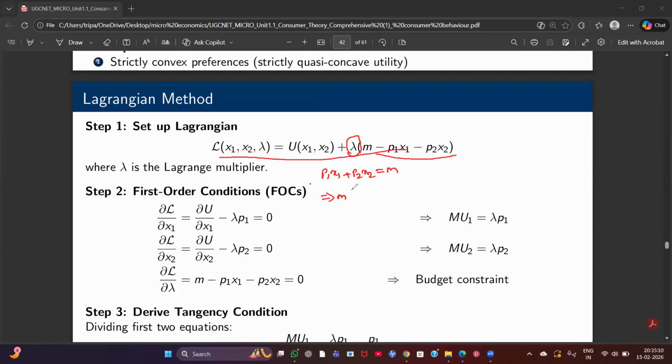If I write plus lambda, then I have to take all my equation towards the side where my constant term is. That means on the left side, it should be written m minus P1 x1 minus P2 x2, because I'm writing plus lambda. If I write minus lambda, then we take everything to the left side: P1 x1 plus P2 x2 minus m. So depending on plus lambda or minus lambda, accordingly the sign will be determined.